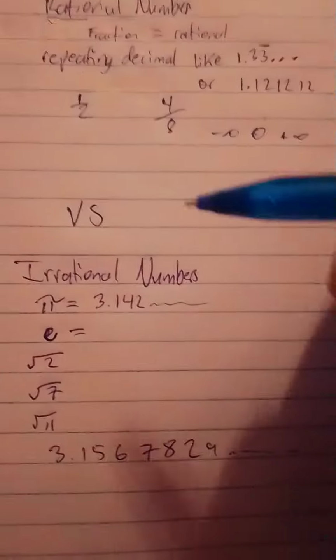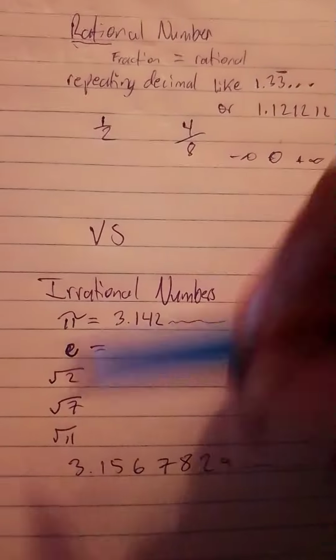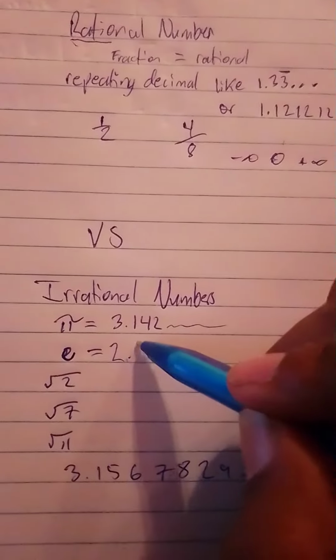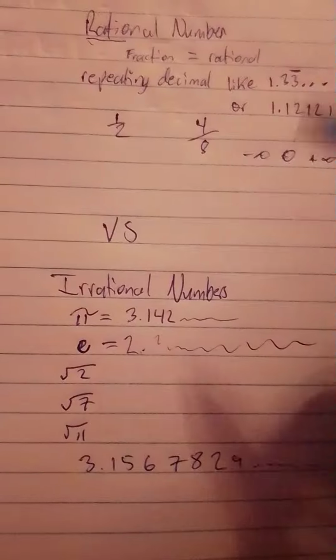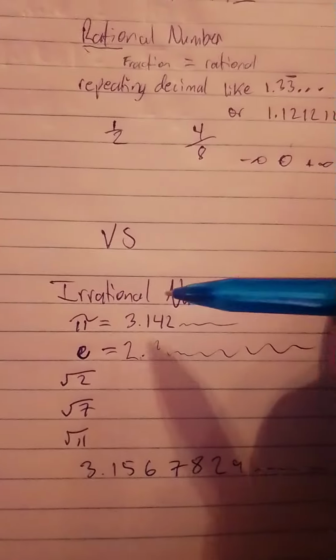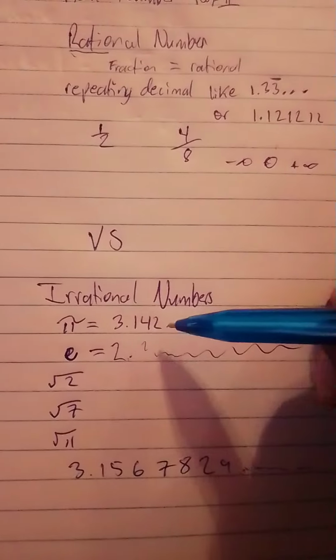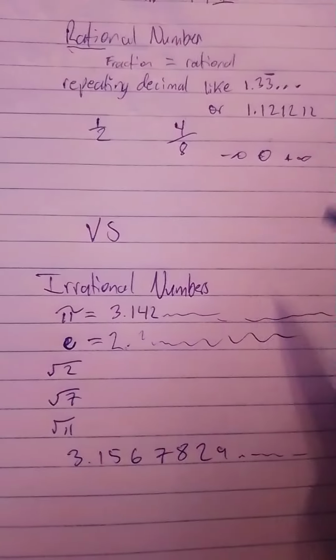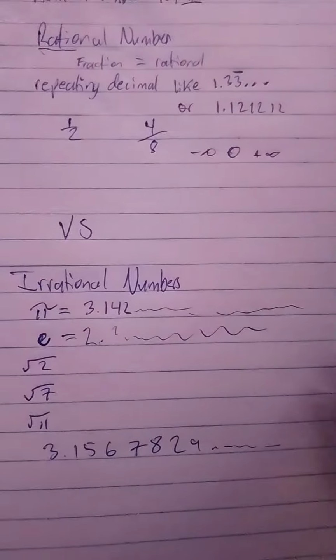Right? Irrational numbers are all the weird numbers, right? E means something. It's not just 2 to something, and it just keeps going on and on. E, right? Pi, right? 3.14, and it just keeps going on and on. Something that keeps going on and on is irrational.